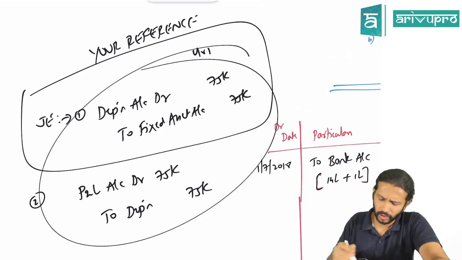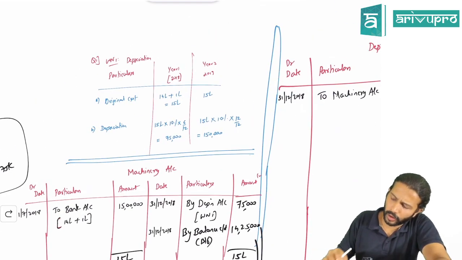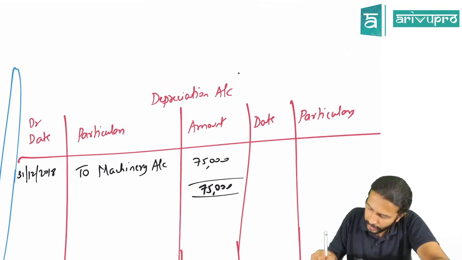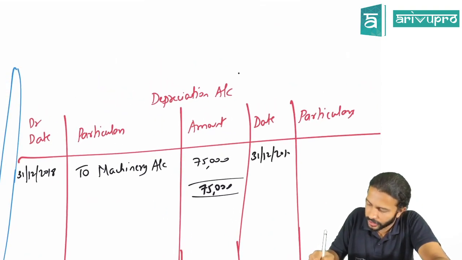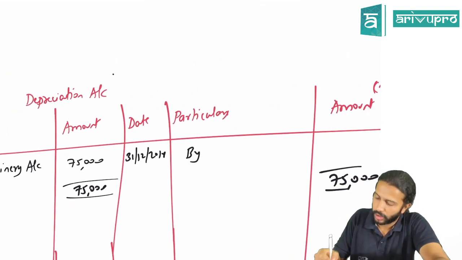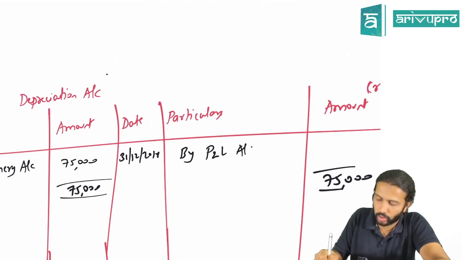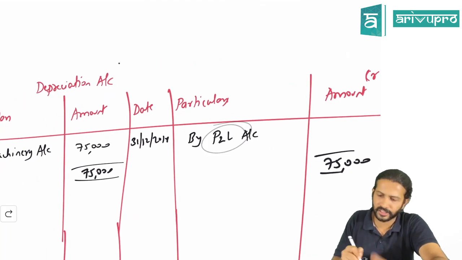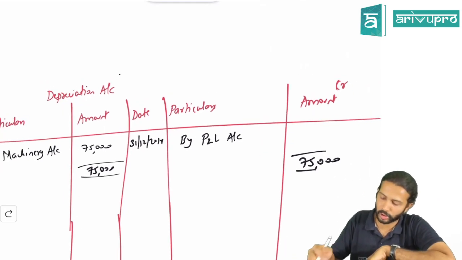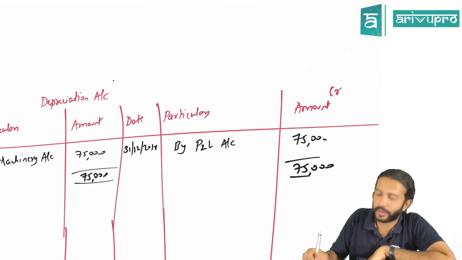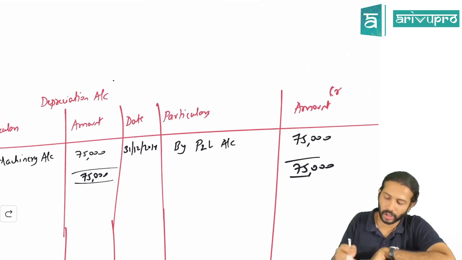Okay, fair enough. So in your depreciation ledger, what will be the posting, sir? At the end of the year, 31st December 2018, you will write by profit and loss account, P&L account. If you write P&L, that is acceptable because P&L is an acceptable short form. So that will be 75,000. This way, this ledger got matched out.